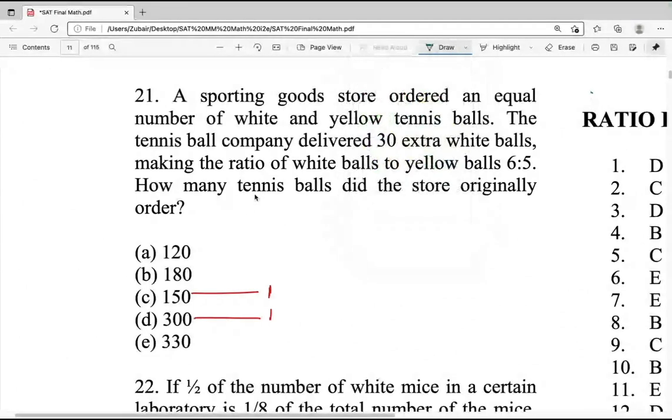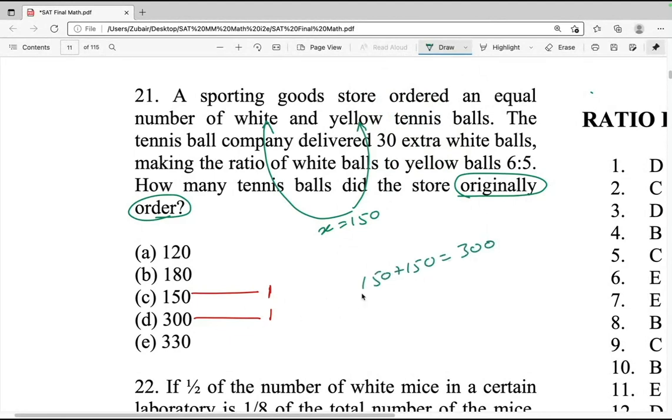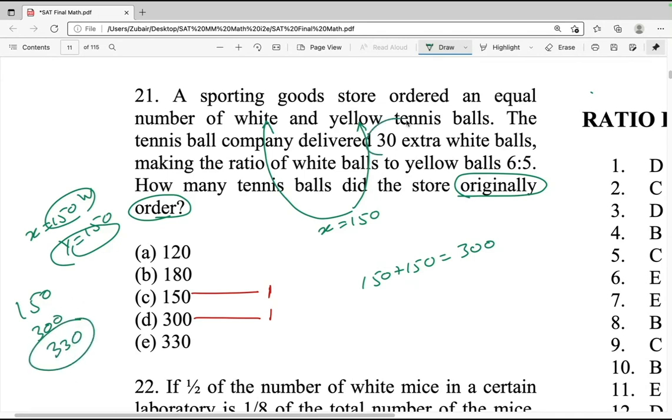Mohammed, focus on this. You're getting excess 150, right? They ordered, sir, 150 white and 150 yellow. So we were having three different options and all are there. You got X equals 150, that is white. They also ordered 150 yellow. Okay, so one could confuse it with 150 or 300 or 330 as well because they're delivering 30 extra.